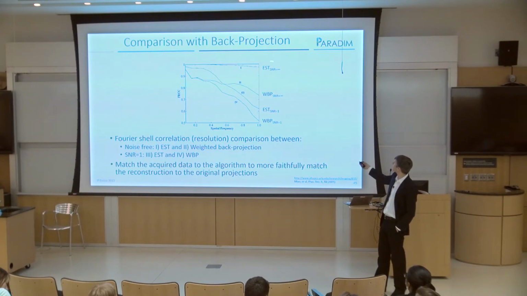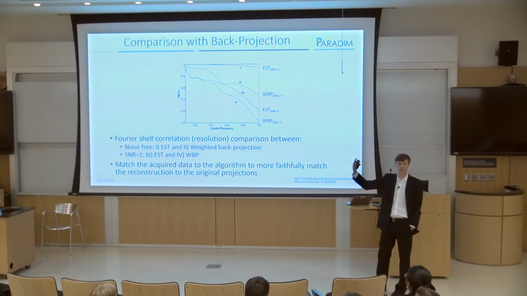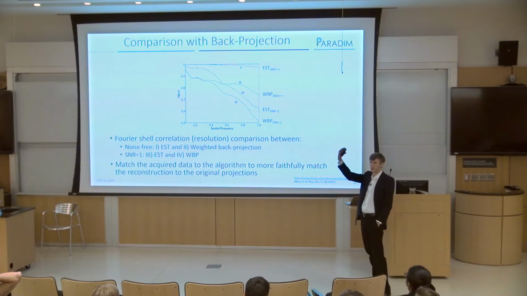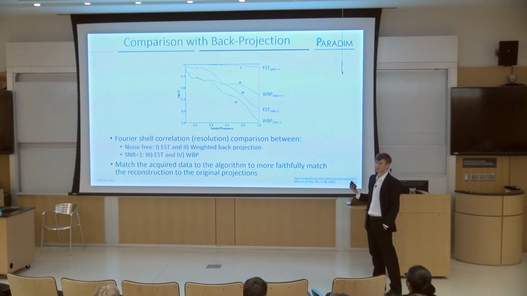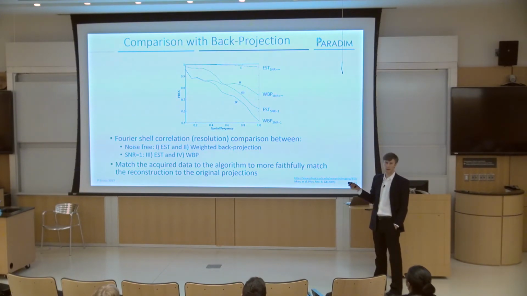And so doing EST, where your signal to noise ratio is infinite, you have perfect projections with no noise, you can really beat the weighted back projection significantly, and other iterative techniques as well. But if you have some noise, you can still do better. So even though this maybe doesn't look like a lot, that's a better reconstruction.